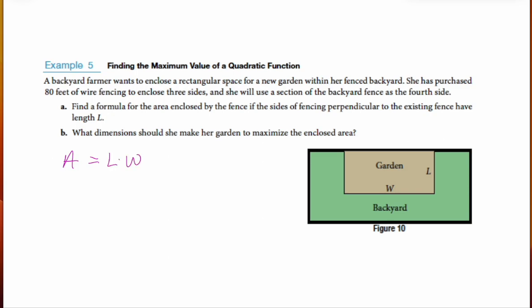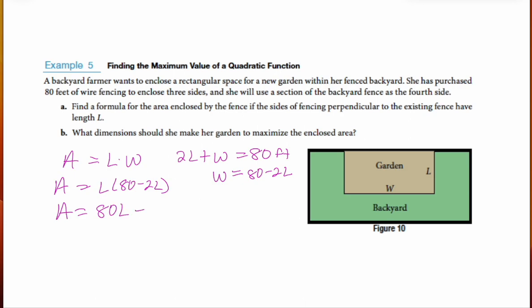Okay, so let's think about the area is length times width. But let's think about how much wire she has. She has 2 L's and 1 W that she has to use 80 feet. Okay, so if she wants to just solve for W, that's W is 80 minus 2L's. So let's find a formula that only has L in it. Let's replace by substitution our W with 80 minus 2L. And then if we actually multiply, we get 80L minus 2L squared.